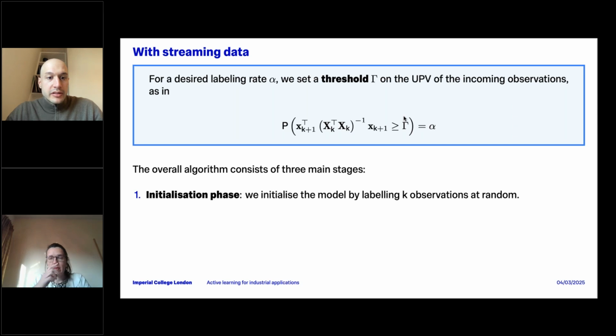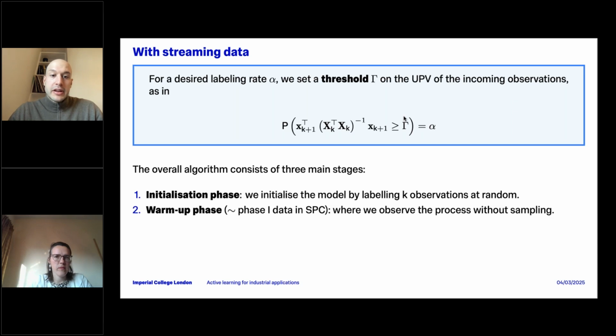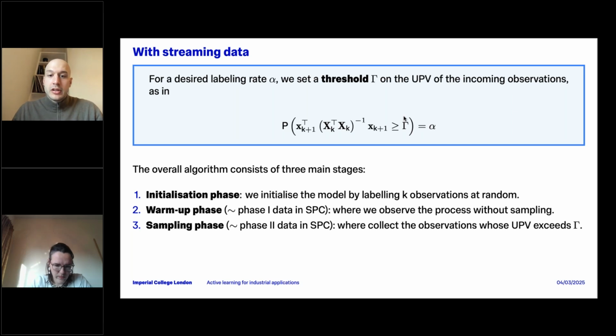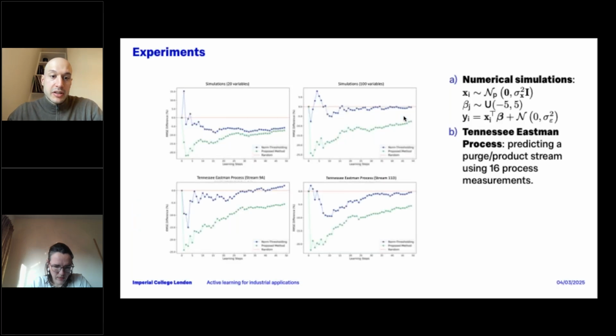So the overall algorithm is composed of 3 main stages. We have an initialization phase where we initialize the model by labeling k observations at random. Then we have a warm-up phase, like phase 1 in SPC, for example, where we have this model and we compute the scalar prediction variance on a few observations without sampling. This is just going to give us an idea of the distribution of the scalar prediction variance. It's going to allow us to determine a threshold. And then based on the threshold, this is like phase 2 in SPC, we collect and label the observations with a scalar prediction variance exceeding this upper control limit.